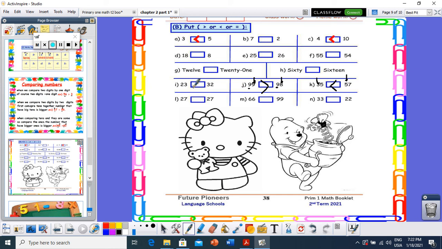The last one, 23 and 32. Which is bigger? First I have to look at the tens. Here I have 2 and here I have 3. So 3 is greater than 2. 27 and 27. When I see two same numbers, I have to put the equal sign.